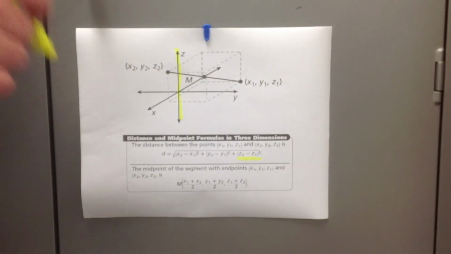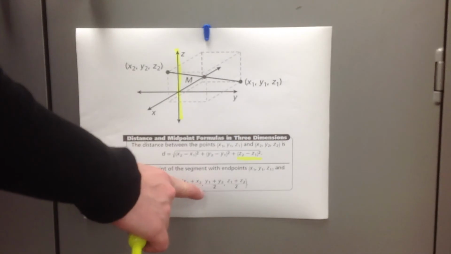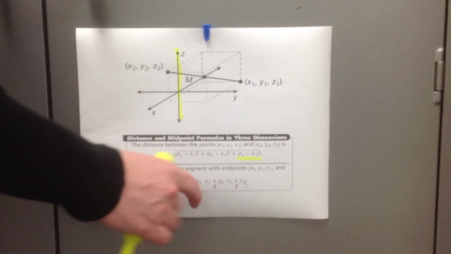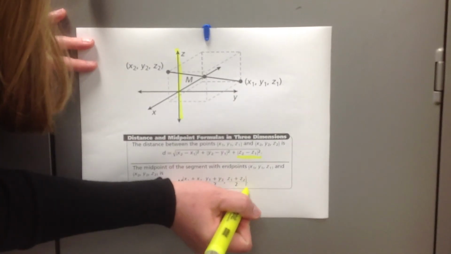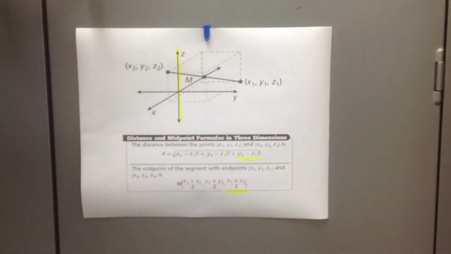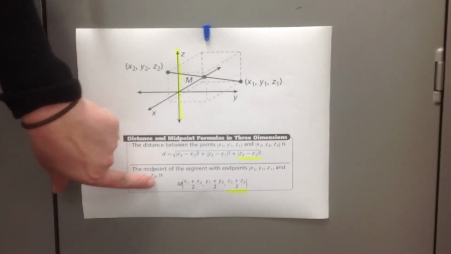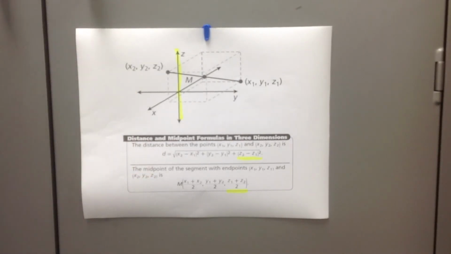Same thing with midpoint. You still have your x1 plus x2 divided by 2, y1 plus y2 divided by 2, and now you also have z1 plus z2 divided by 2. And again, your coordinates will be written with 3 coordinates instead of just an ordered pair. So that's one of our other differences.